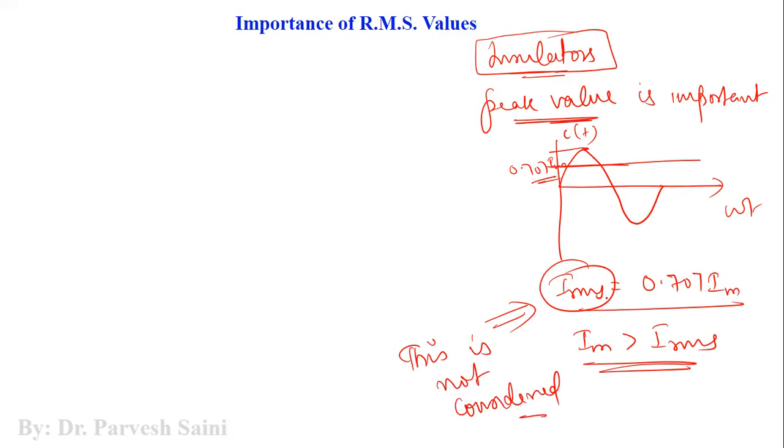Because if you consider the RMS value to design the insulator, the peak value is greater than the RMS value, so the current or voltage may break the insulation also. So it can damage the insulation of the electrical systems. And insulations are done to protect the electrical systems from any kind of mishap or damage from high voltage or high current, right?